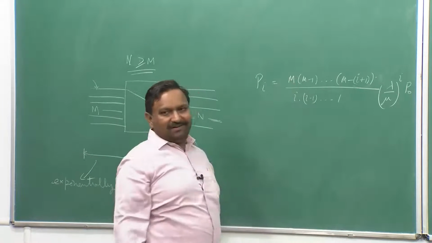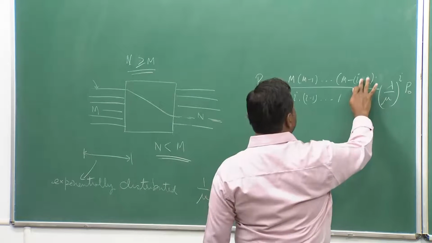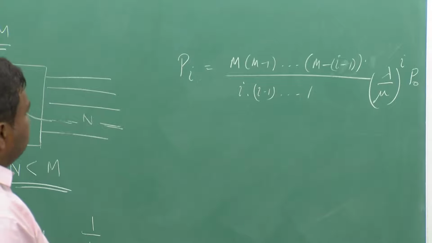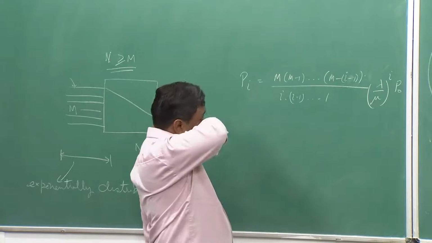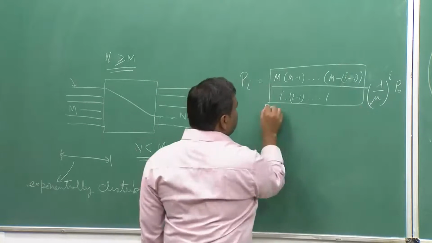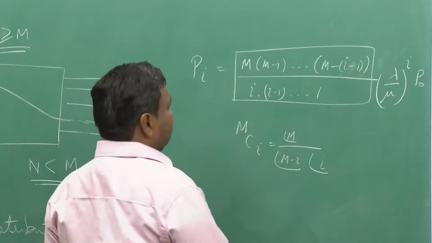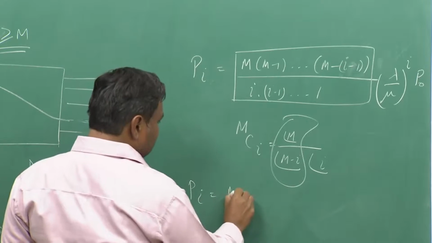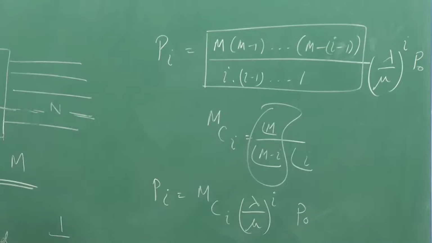Now what is this expression? So, this particular expression is nothing but a combinatorial, it is MCI, m factorial over m minus I factorial and I factorial. The lower part is I factorial and this part is what gives you the numerator here. So, I can write Pi as m combinatorial I lambda by mu raised power I into P0. So, for every state the probability now can be represented in terms of P0.